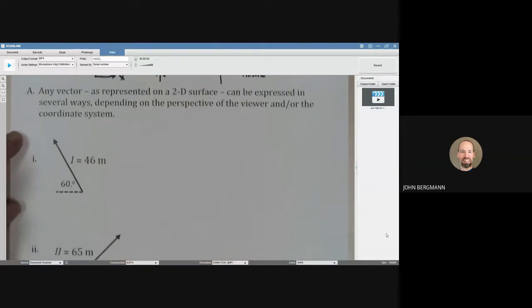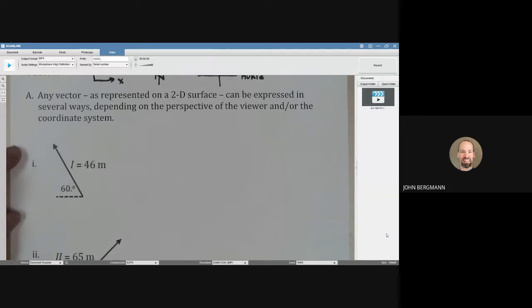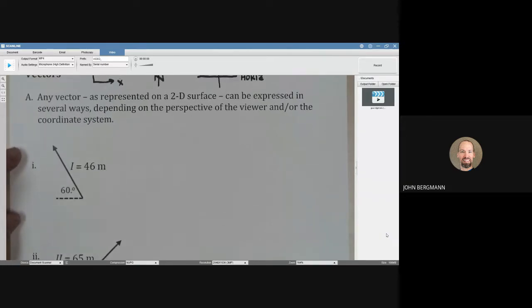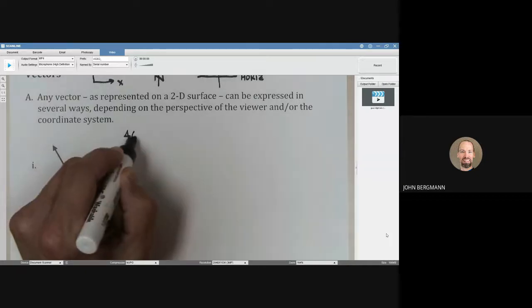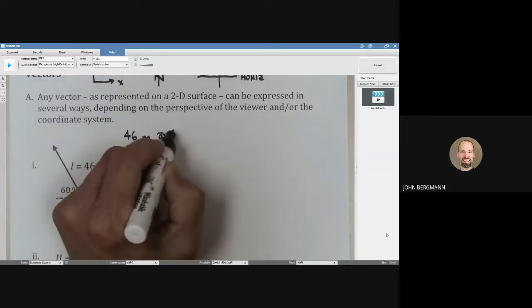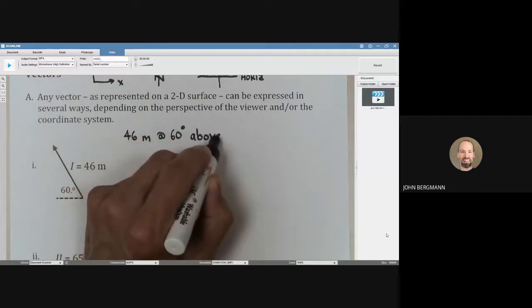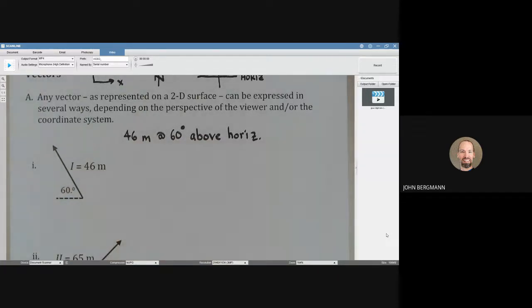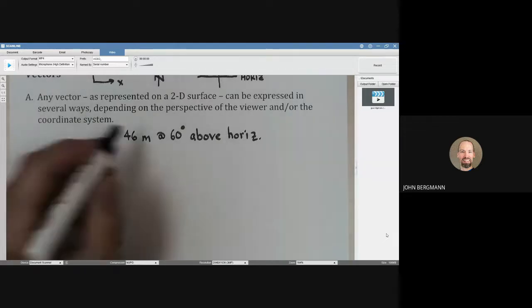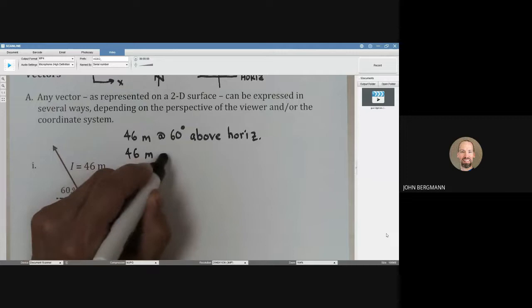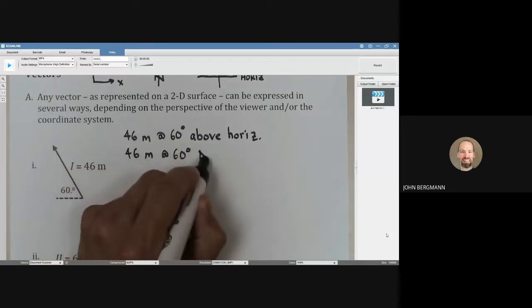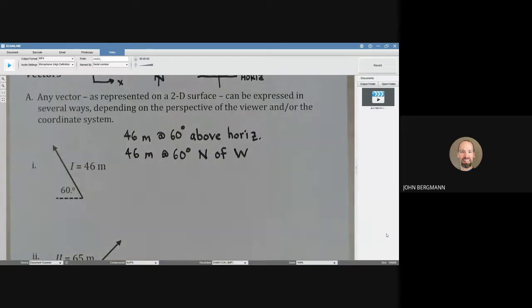For example, this vector here, we can write it several ways. We could say that it is 46 meters at 60 degrees above horizontal, if our perspective is on the ground and we're watching something be launched. Or if our perspective is up above, we could say 46 meters at 60 degrees north of west. That might be what we mean. Again, it depends on what our coordinate system is.